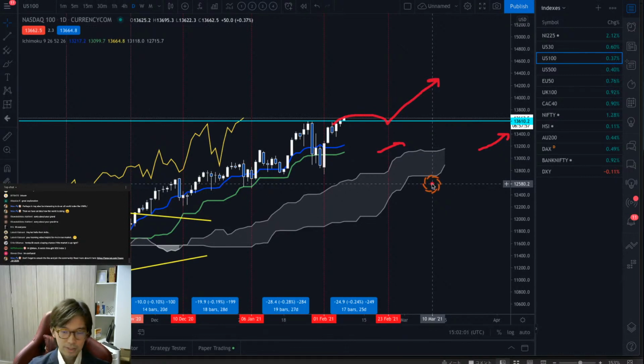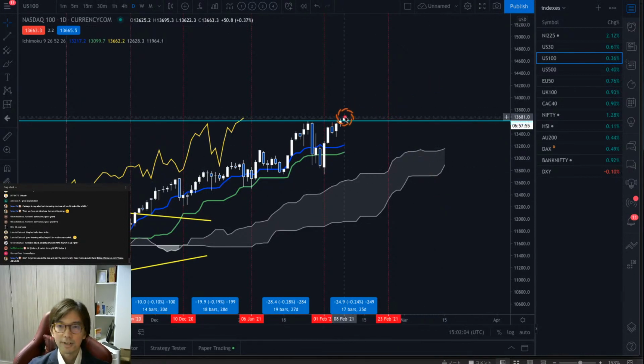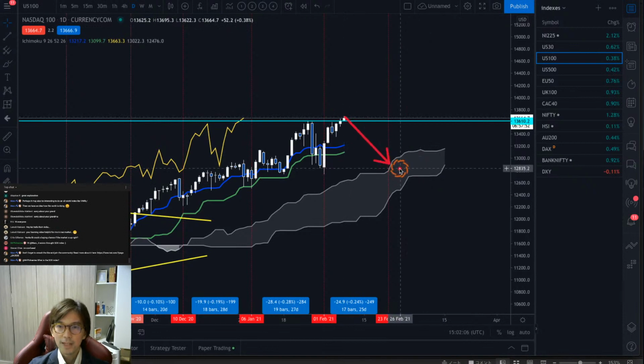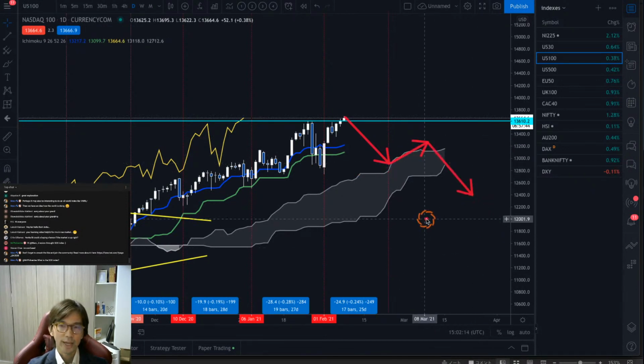But if it goes backwards, in case the market comes back to Kumo on this day, then you cannot really expect the uptrend anymore. So the market might go down afterwards this way. So we'll see what's gonna happen in the future.